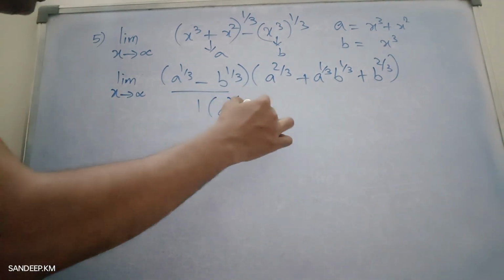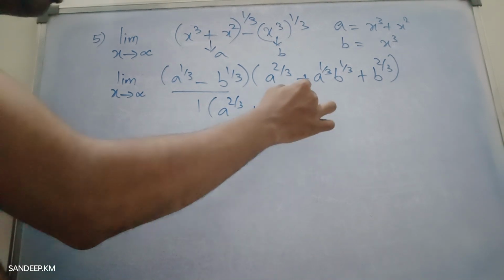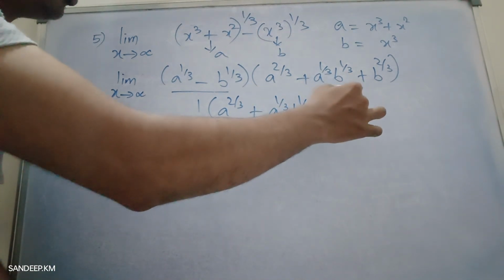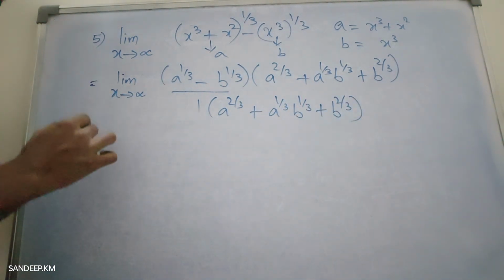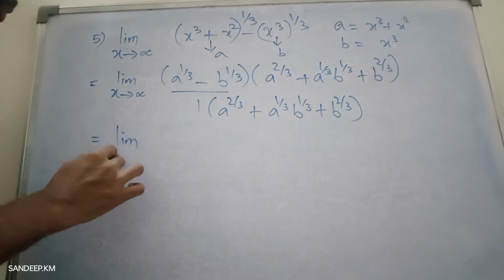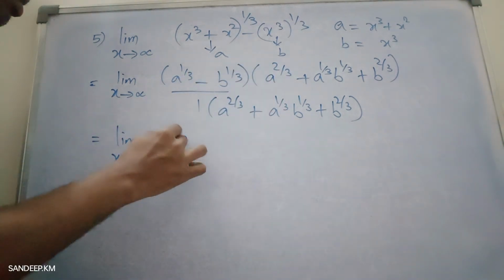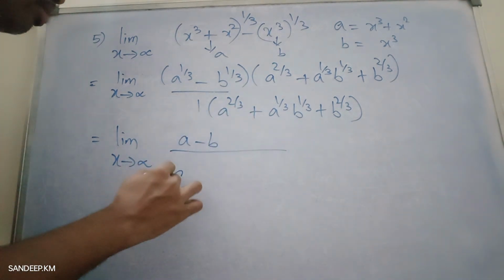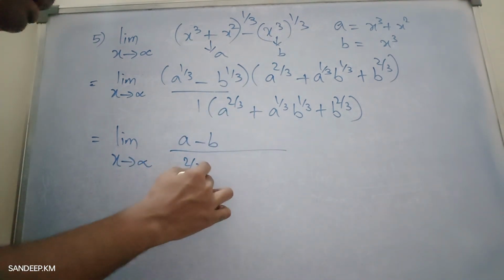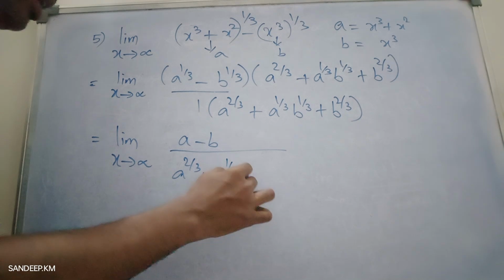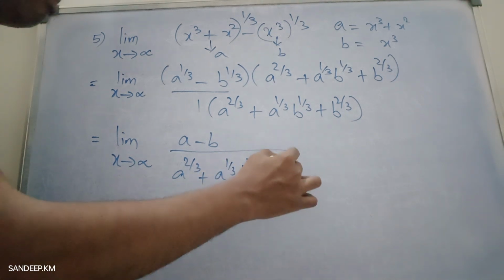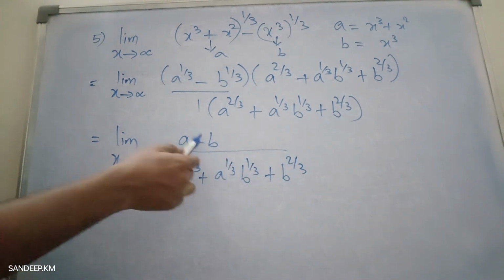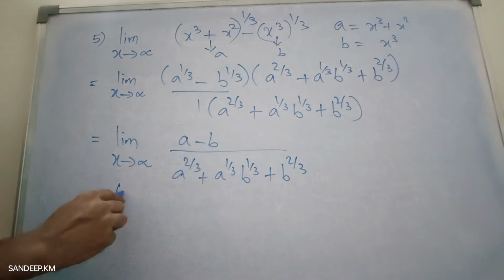A power 2 by 3 plus a power 1 by 3 into b power 1 by 3 plus b power 2 by 3. And just now I have explained that the product in the numerator is a minus b. The denominator is a power 2 by 3 plus a power 1 by 3 into b power 1 by 3 plus b power 2 by 3. Now replace a and b. What is a?